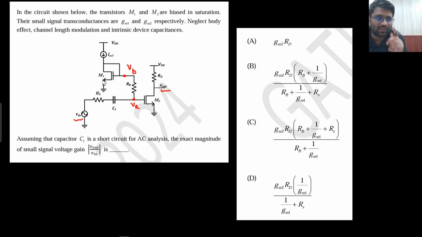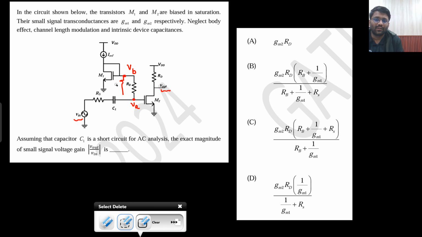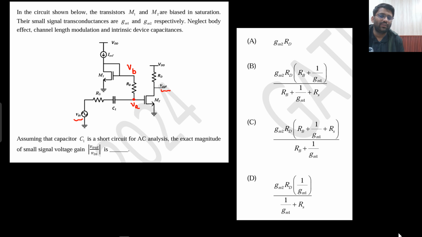Now from VB to ground, you see 1 by GM1. From VA to VB, you see RB, and RB is coming in series with 1 by GM1. So RB and 1 by GM1 will be in series. So from VA to ground, what do you see?